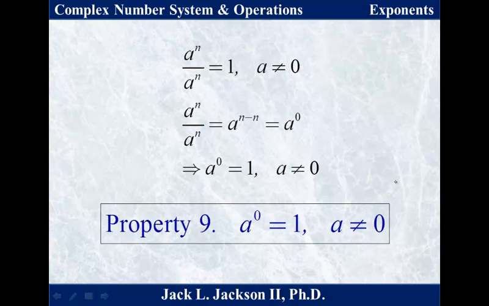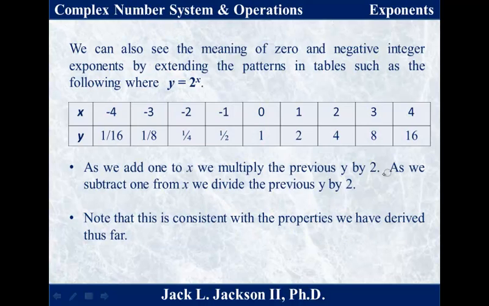Now, what if you divide something by itself? Well, unless you're dividing 0 by 0, that's always 1. So a to the n over a to the n has to be 1. But again, by property number 2, that's a to the n minus n, which is a to the 0. And so a to the 0 must be 1, at least as long as a is not 0. So property 9 says a to the 0 power is 1, except for 0 to the 0 power. Ultimately we're going to see that 0 to the 0 is undefined. So anything to the 0 power is 1 except for 0 to the 0.